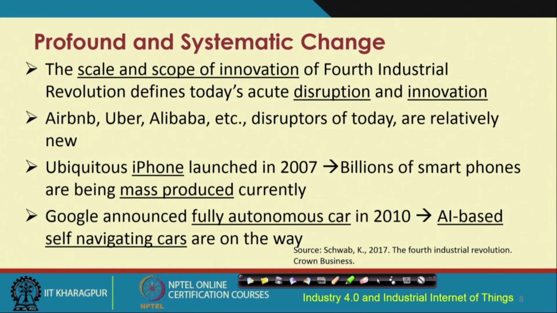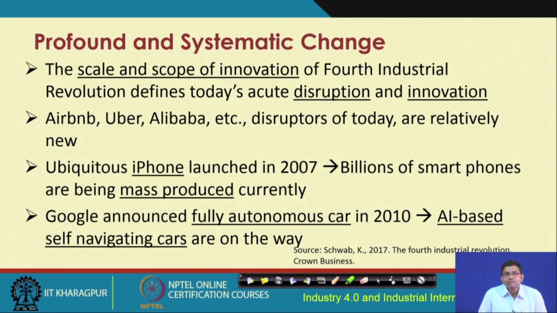Take the company Google. We all know how Google is transforming the world at present. In 2010, just a few years back, Google announced the fully autonomous car. And now we have seen that self-navigating, fully autonomous cars are already on the roads in many countries. That was only a few years back, and you see how the transformation has happened, due to different technologies being used to enable these self-driven cars.